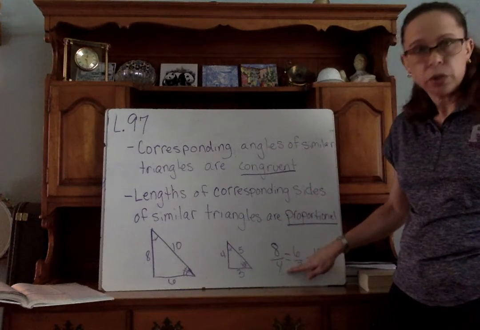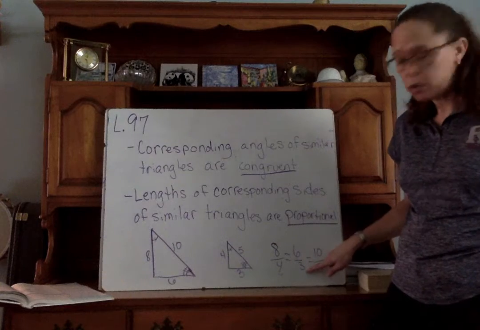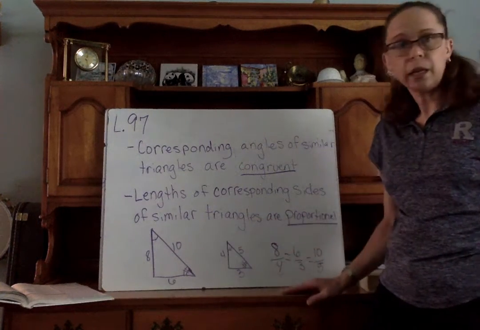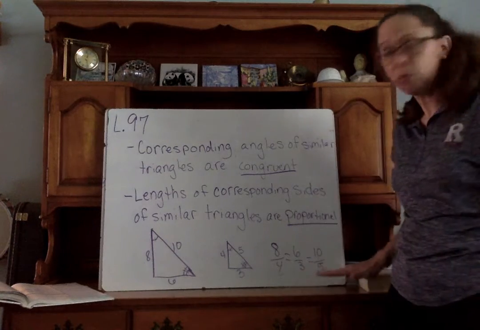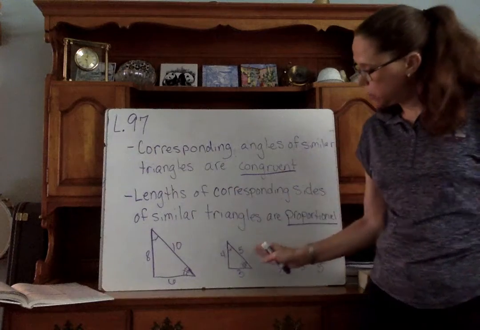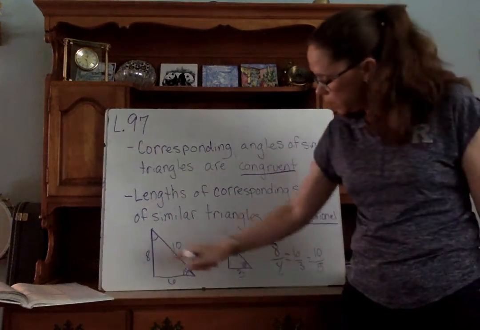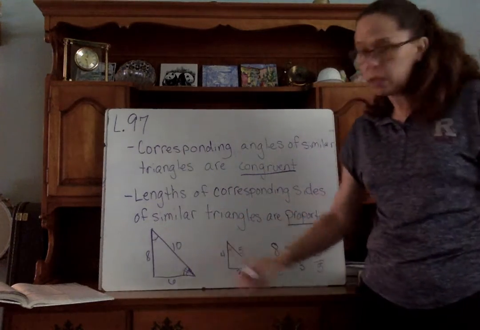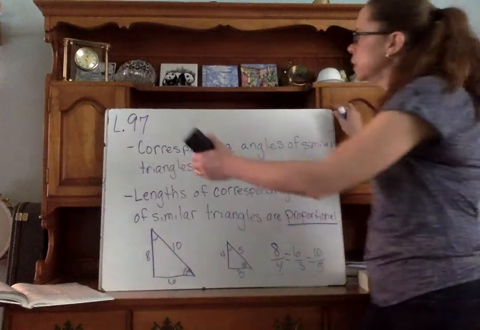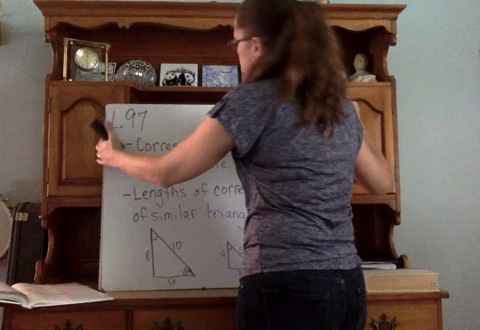8 to 4 reduces to 2. 6 to 3 reduces to 2. 10 to 5 reduces to 2. So these side lengths are proportional. They form a proportion. I could have done small one to big one: 4 to 8, 5 to 10, 3 to 6. They would still all be equal. So let's see how that helps us.